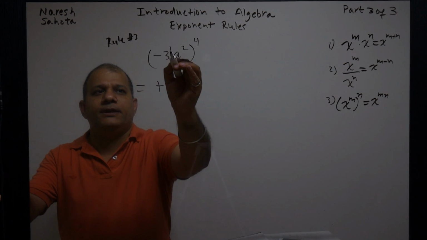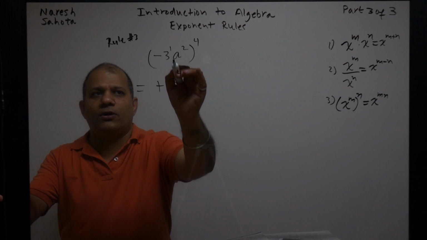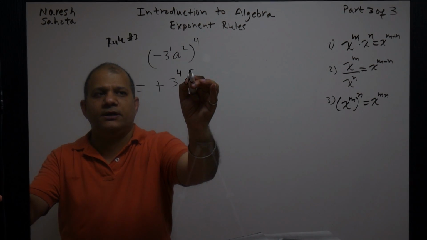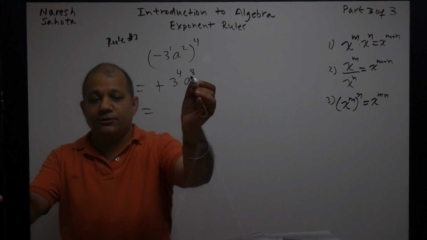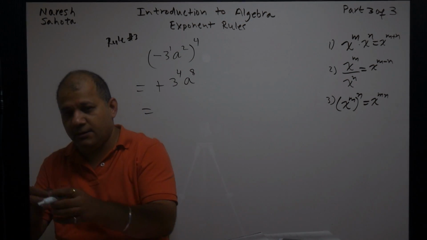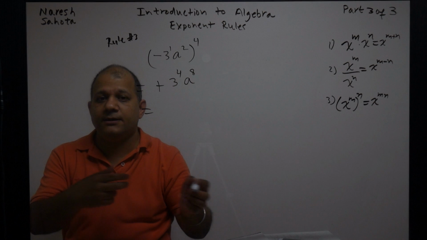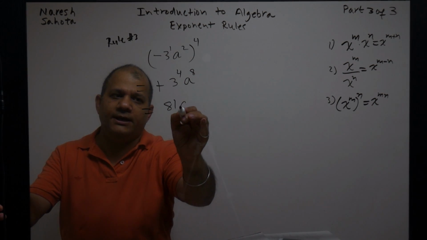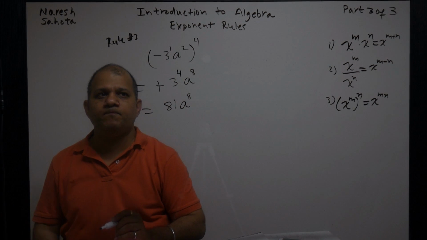Now this is going to be 3 to the 4. 1 times 4 is 4. And then a to the 2 times 4 is 8. And 3 to the 4, so 3 times 3 is 9. Then another 3 times 3 is 9. 9 times 9 is 81. So that's how you know 3 to the 4 is 81. 81 a to the 8.